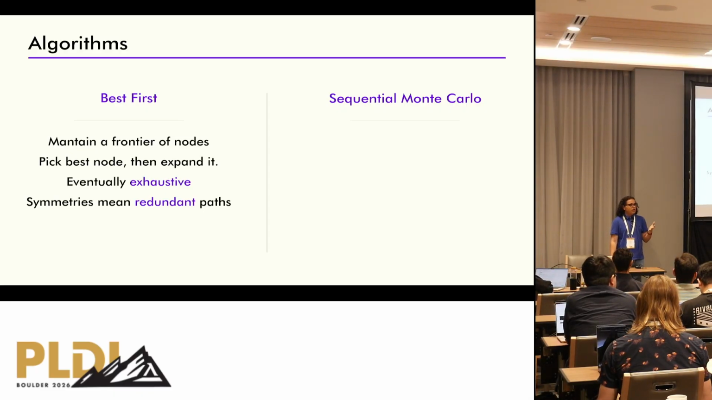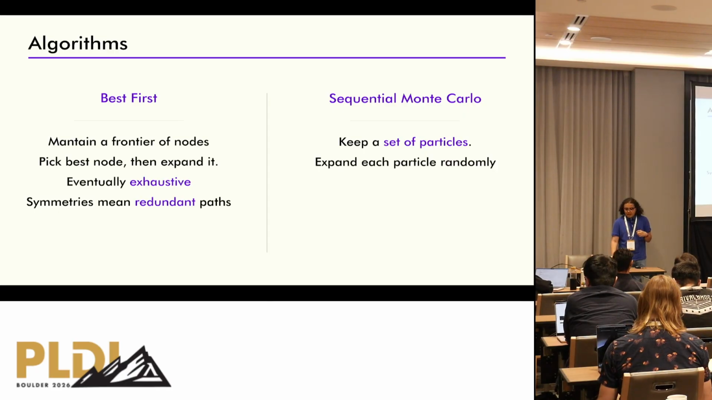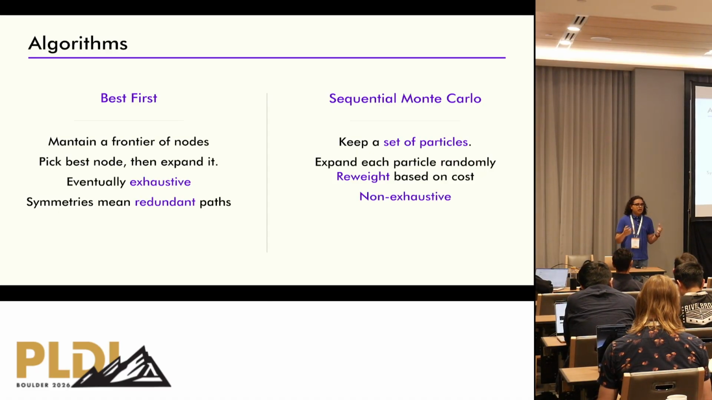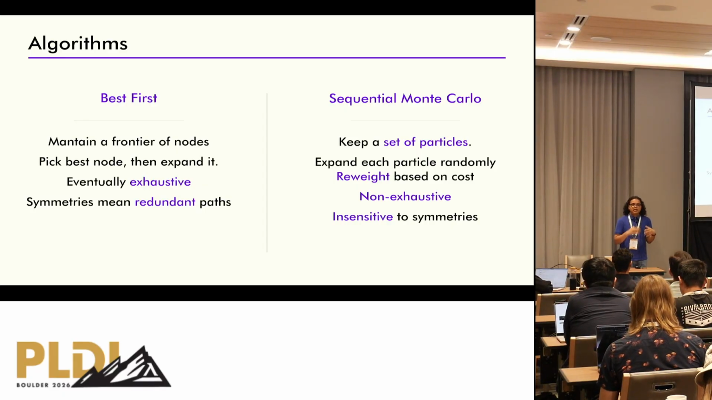On the other hand, we also use sequential Monte Carlo, and here we keep a set of particles. Each particle corresponds to one of the abstractions, and you expand each one randomly, and then you reweight them based on the cost. Now, the main downside to this approach is that it's non-exhaustive. Technically, of course, sequential Monte Carlo is exhaustive if you have an infinite number of particles, but my computer is finite. The main benefit, though, is that it is completely insensitive to symmetries. So if you've got a plus BA and a plus AB pattern, and you're evolving them over time, you just have both. It's not a big deal, because they're both weighted equally as particles within your search, and you might just pick one or the other, and it doesn't matter.